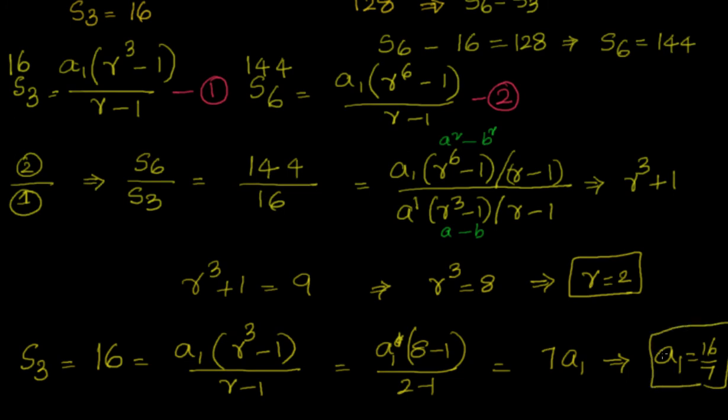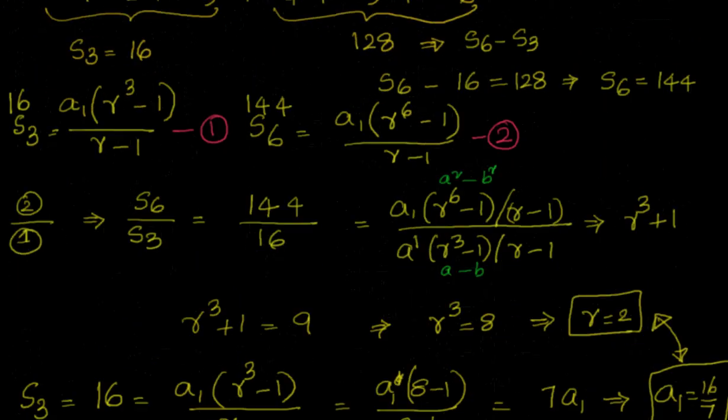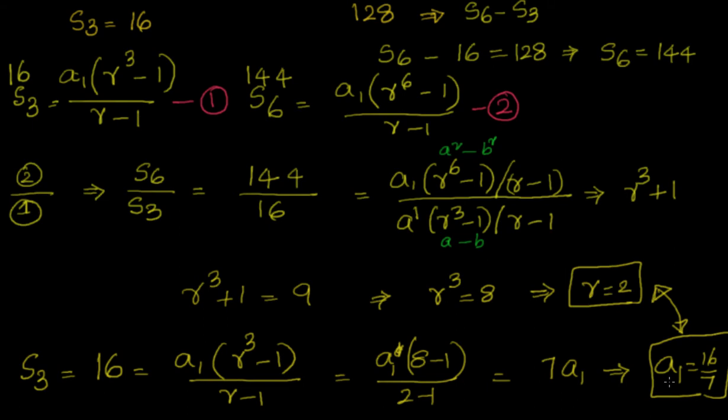So now I know a1 equal to 16 by 7, r equal to 2. Can you go ahead and write down the formula for this? Sn will be a1 into r to the power of n minus 1 by r minus 1.